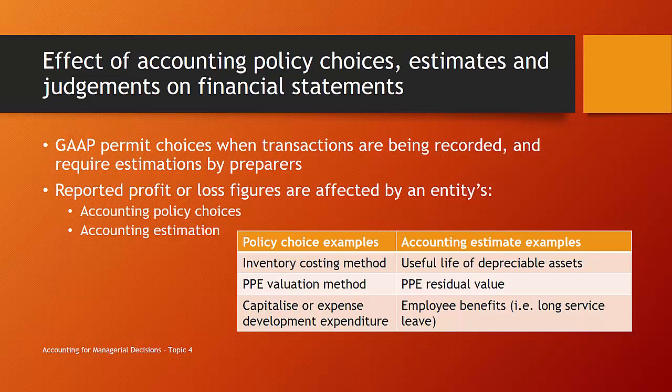So examples of this could be, and we've touched on a few of these already, an inventory costing method. The actual method you use, whether it be FIFO or weighted average, that's a difference in choice. When we're looking at property, plant, and equipment, the valuation method used, again, that's a choice that could be taken. Or finally, with development expenditure, whether you capitalize or whether you expense that development.